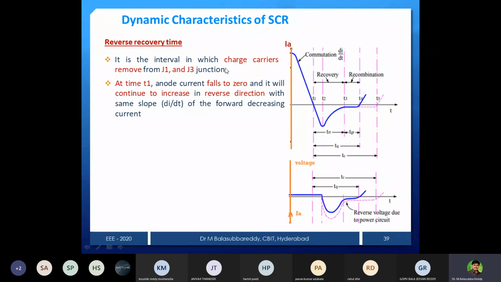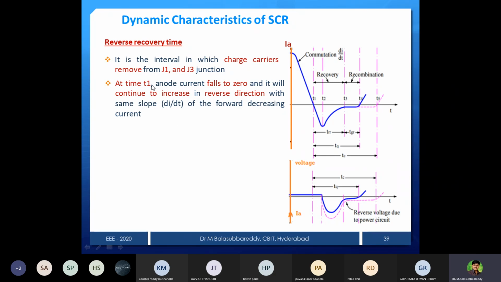So what is the inner junction? J2, because during the on condition there are charge particles there and I have to remove all of them. We can easily remove the outer junctions, but the inner junction is a little bit complicated. There we use the gate recovery. That interval I call the gate recovery or recombination process, which takes place to remove the charge at the inner junction.